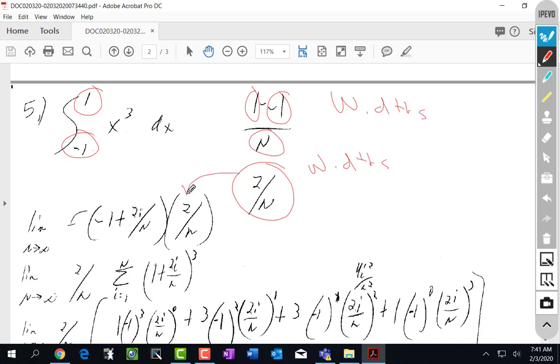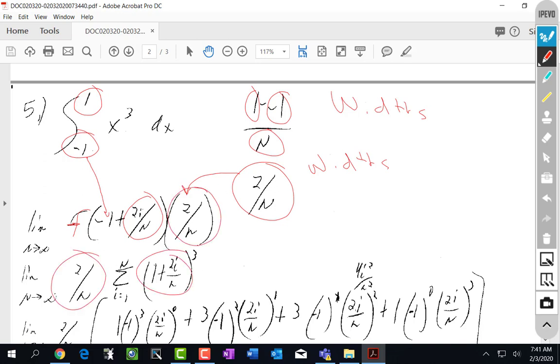So here's my widths right here. For my lengths, I take this 2 over n, put an i with it, and then put that negative 1 right there. So that's negative 1 plus 2i all over n. And remember, to find those lengths, you have to substitute into the function, so that's f of that. When I substitute this in, notice this is my constant. 2 over n is my constant.